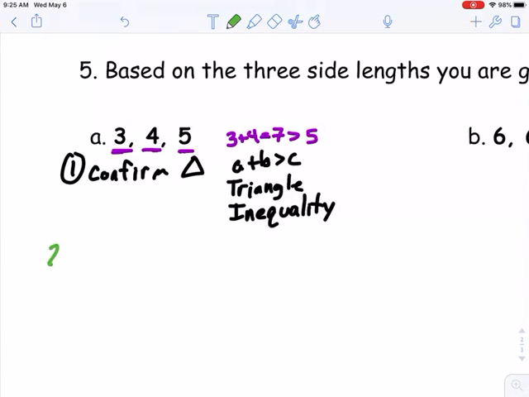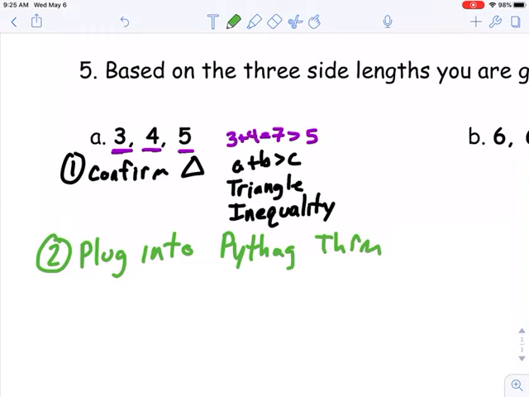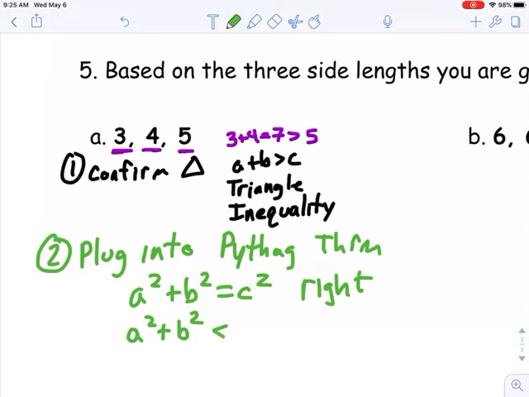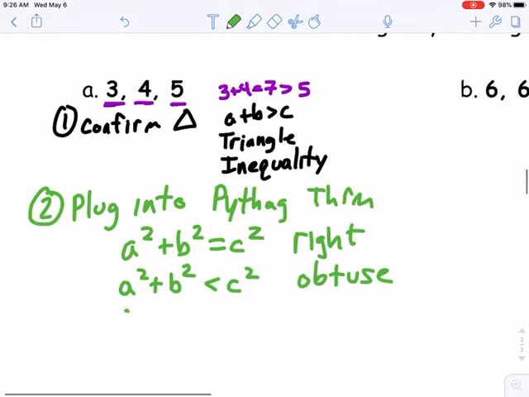Now, second, we're going to plug into Pythagorean theorem. Alright, if Pythagorean theorem is true, it's a right triangle. So we can even write that down really fast. A squared plus b squared equals c squared. That means it's a right. A squared plus b squared is less than c squared. That's obtuse. And then a squared plus b squared is greater than c squared. That's acute.